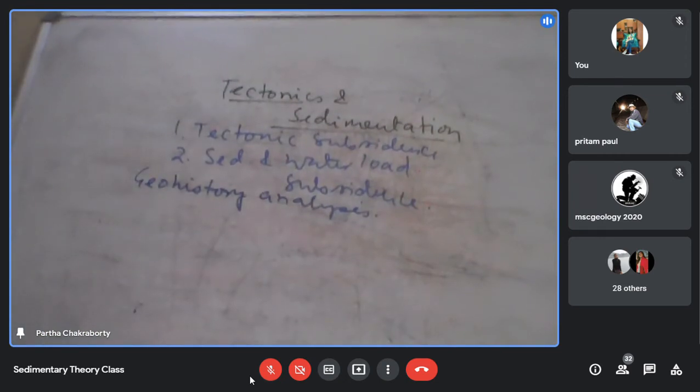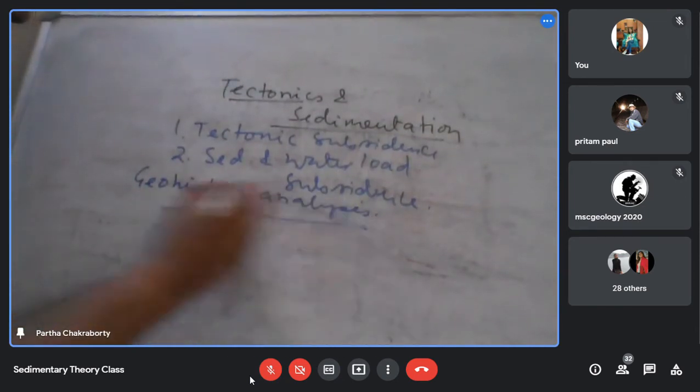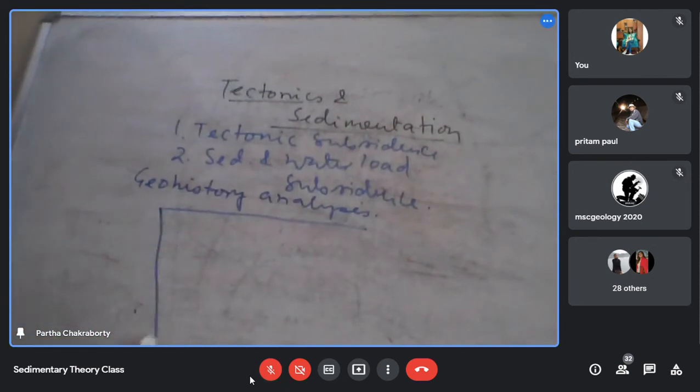I will not go into the geohistory analysis. Actually, there is a special course, sequence stratigraphy and basin analysis. There I discuss all these things. Here I will just introduce what a geohistory analysis is. That's all. I draw a figure and that will tell you what a geohistory analysis is.